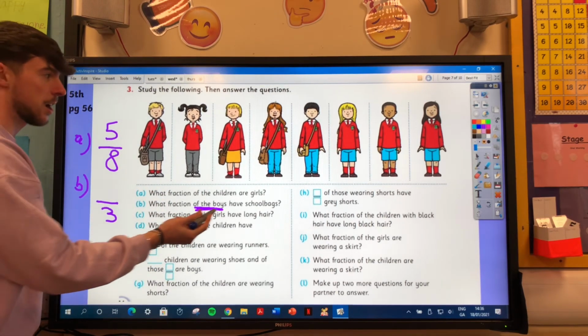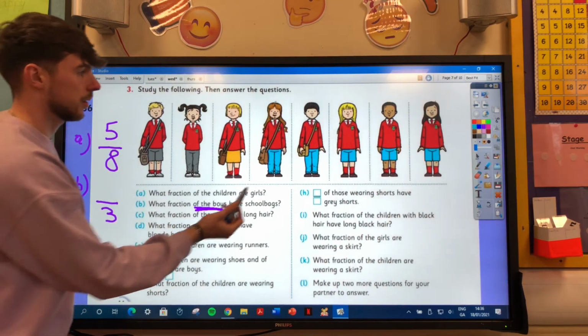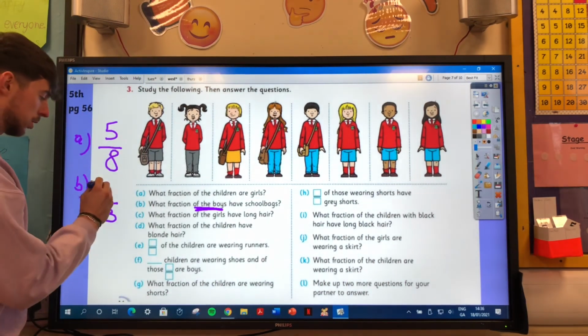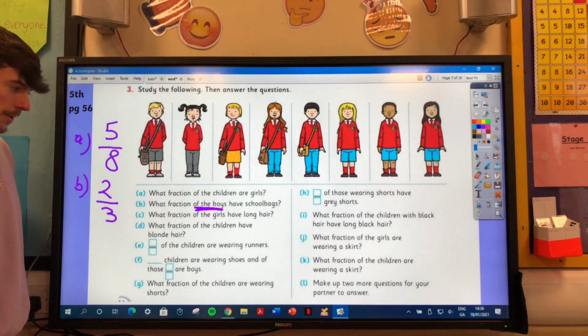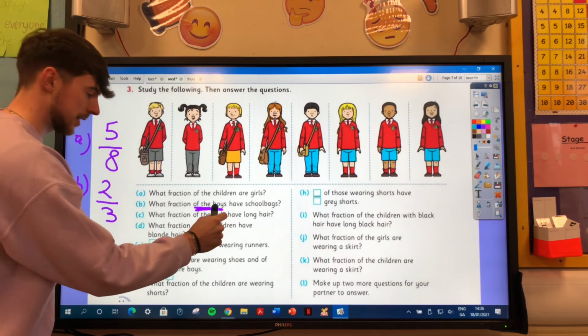Alright? And how many of them have school bags? So 1, 2. Does he have one? No. So 2 out of 3 of the boys have school bags. Okay, you have to be very specific here now when you're looking at what they're saying.